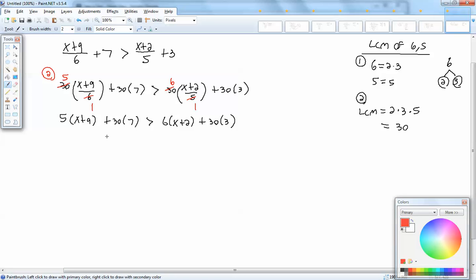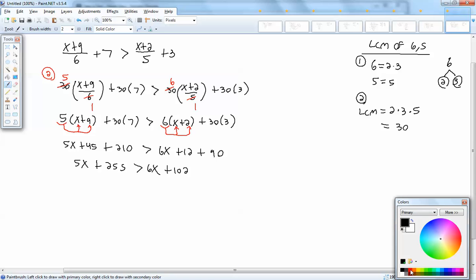Some of these we use the distributive property on because there's 2 terms inside. So in this one we'll take the 5, multiply times the x, and times the 9. In this one we'll take the 6 times the x and times the 2. 5 times x is 5x, 5 times 9 is 45. 30 times 7 is 210. 6 times x is 6x, 6 times 2 is 12. 30 times 3 is 90. Now at any step combine together the numbers. We got 45 plus 210, that gives us 255. 12 plus 90 is 102.